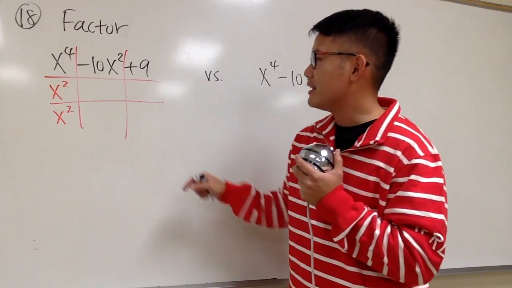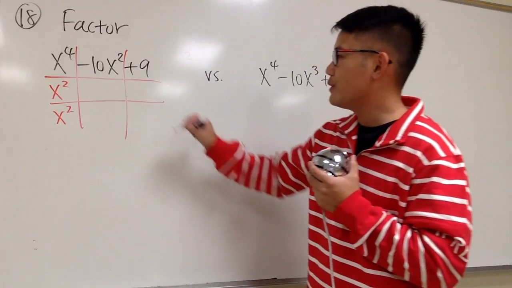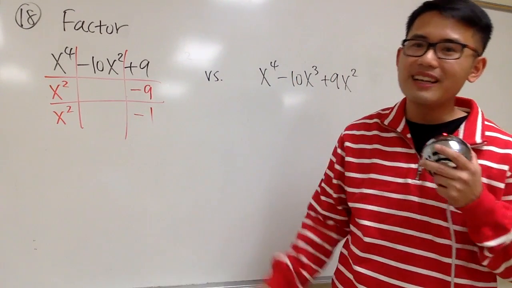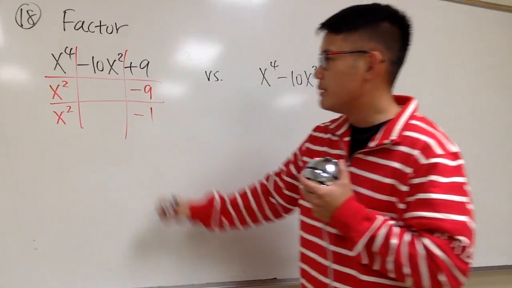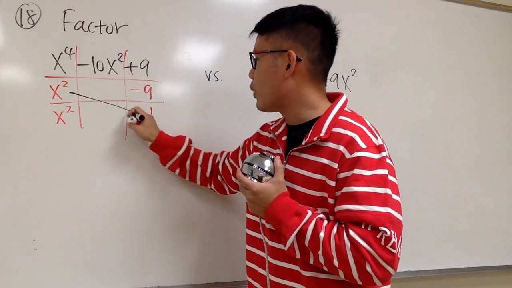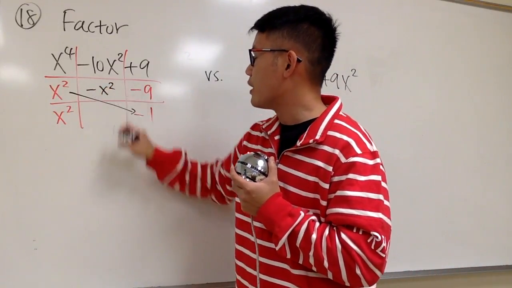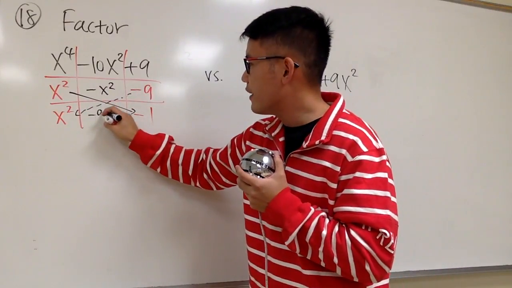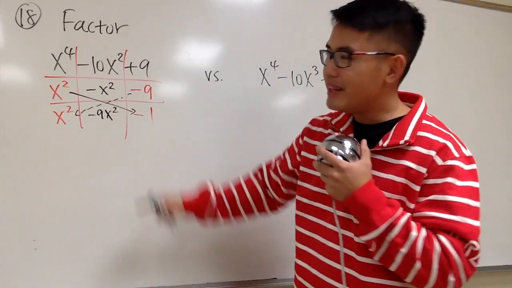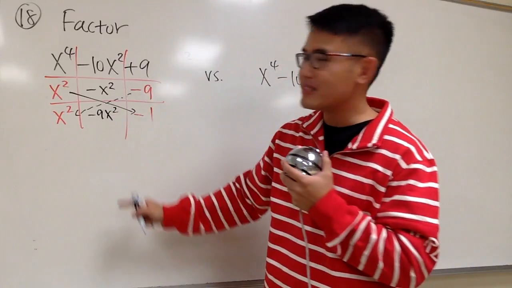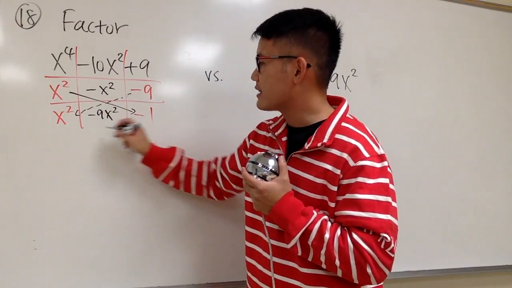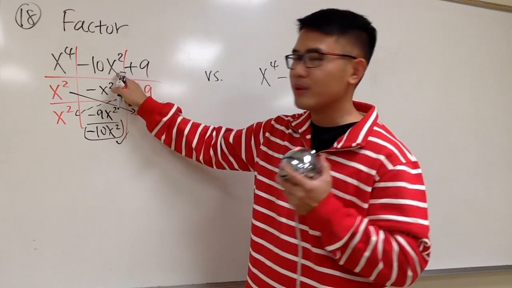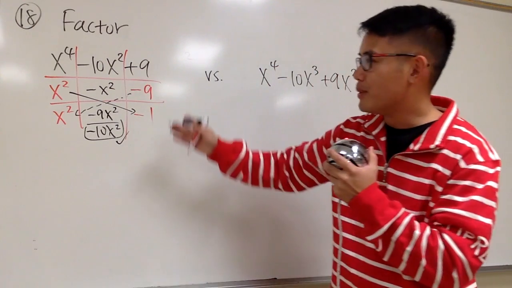How about for the 9? This is the positive 9. Well, I'm going to use negative 9 here and negative 1. And I will convince you that this is the correct choice. Because you see, this is x squared times negative 1. That will give us negative x squared. And then this is negative 9 times x squared. That will give us negative 9x squared. And we are able to combine like terms. Negative x squared minus 9x squared, that's exactly negative 10x squared, aka the thing that we're looking for in the middle. So we're able to do this, right?